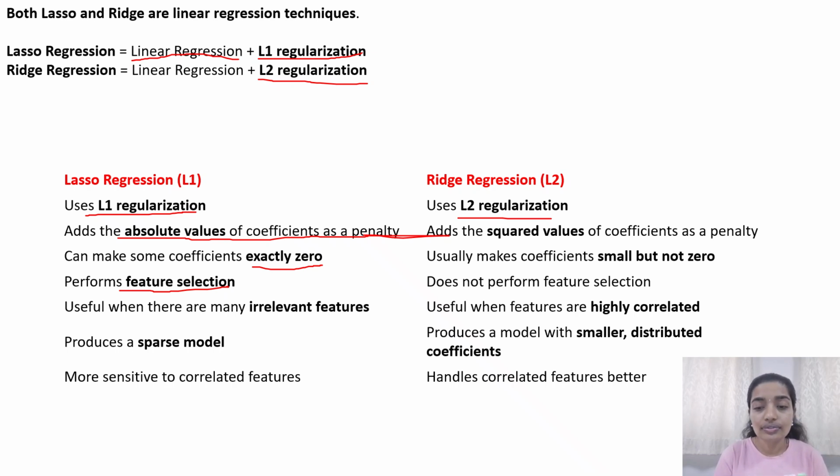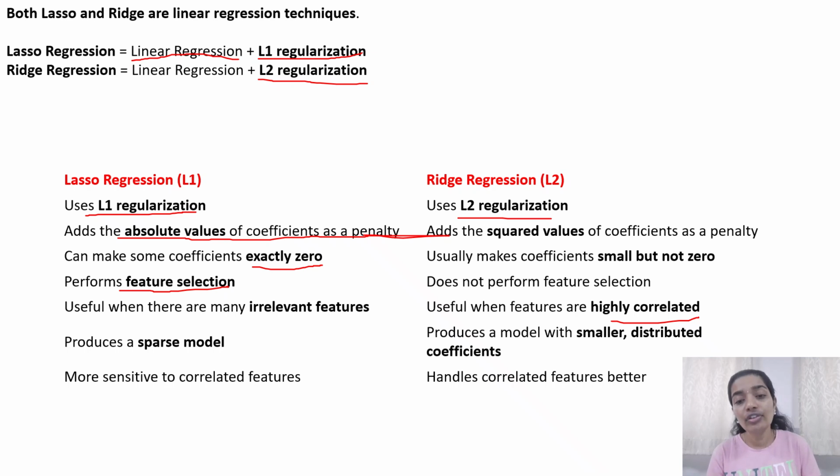Whereas for ridge regression, it is when features are highly correlated, or dependent on each other. What will happen if we use lasso regression in that case? It will try to omit some of them, and obviously that will affect the model. So when we have a lot of irrelevant features, we can go for lasso regression.